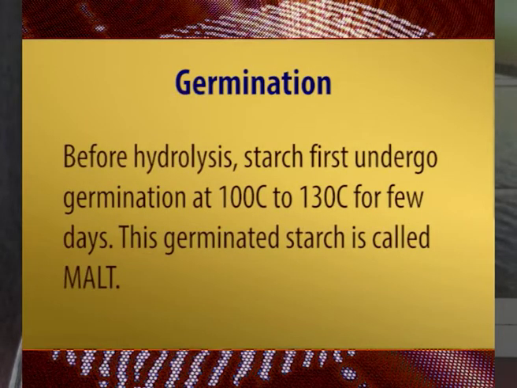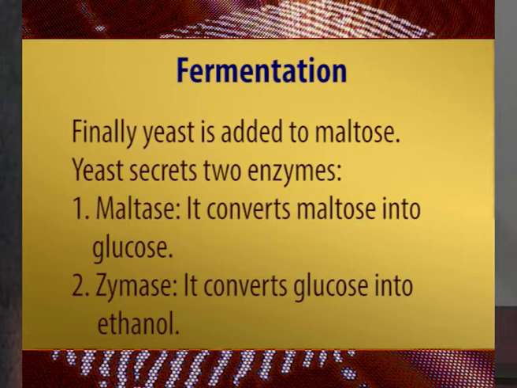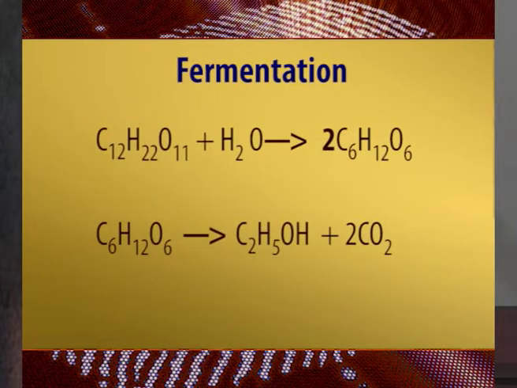Germination. Before hydrolysis, starch first undergoes germination at 10 to 13 degrees centigrade for a few days. This germinated starch is called malt. Hydrolysis of starch. Starch is hydrolyzed to maltose by an enzyme known as diastase, as in the given example. Starch to maltose. Fermentation. Finally, yeast is added to maltose. Yeast secretes two enzymes. First is maltase, which converts maltose into glucose. Second is zymase, which converts glucose into ethanol as per the given reaction.